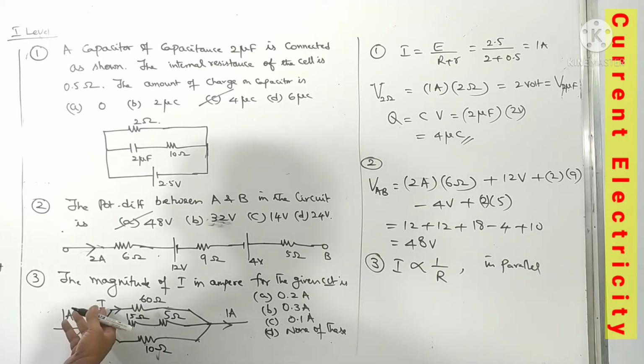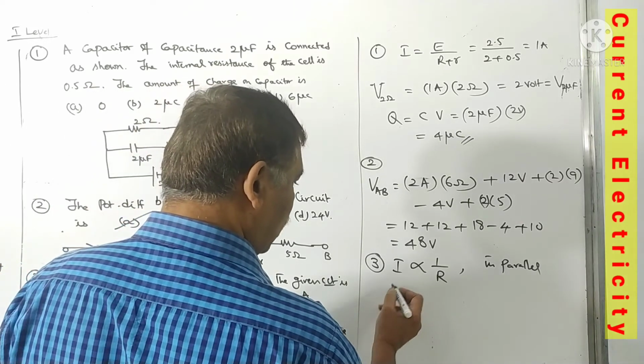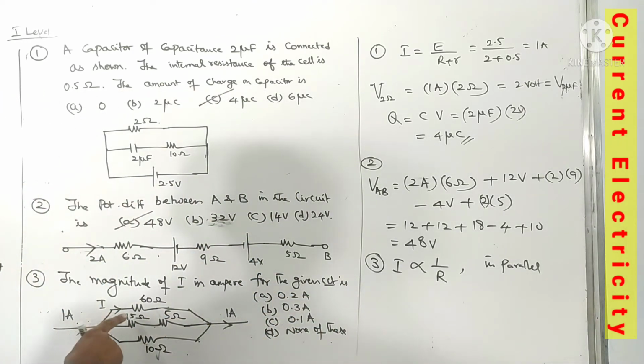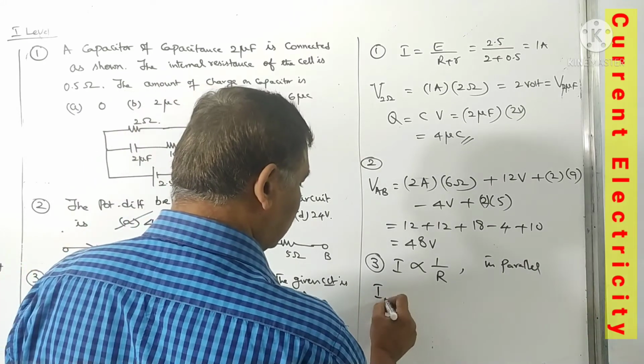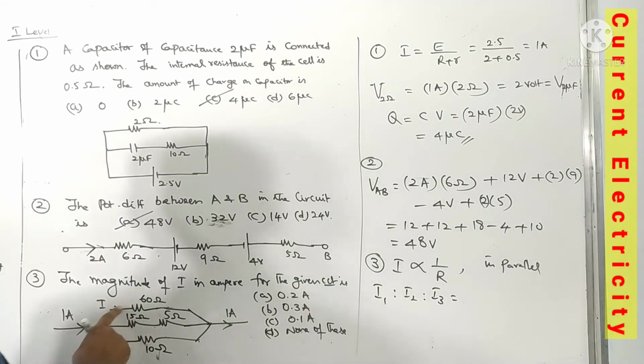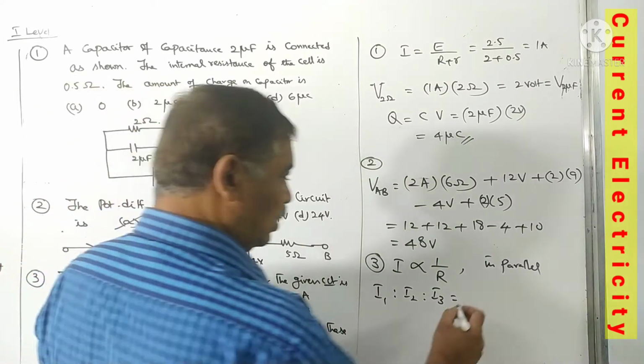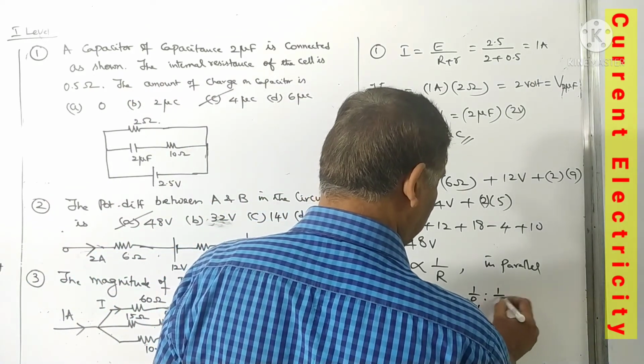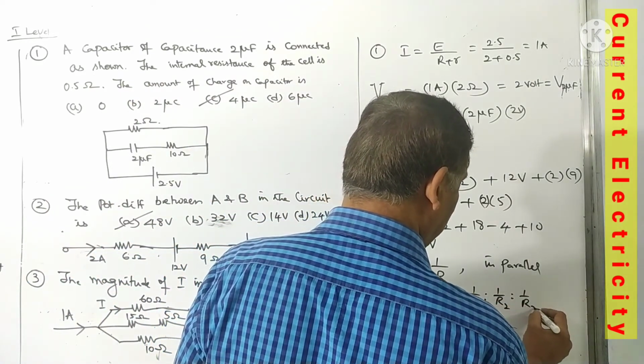I is given here. I will take this one as I1 for me. So how this current of 1 ampere gets divided into 3 parts, that we will find out. I1 is to I2 is to I3. Let me take I1 as the current through this, though it is marked I here. Here I take it as I2, this one is I3, because there are 3 branches. This is equal to 1 by R1 is to 1 by R2 is to 1 by R3.